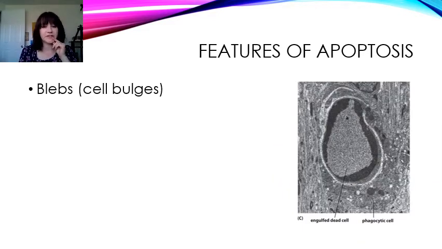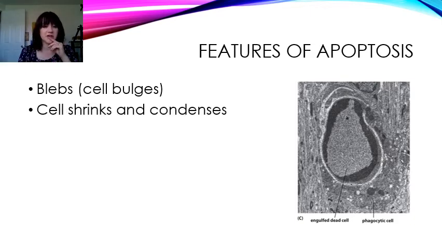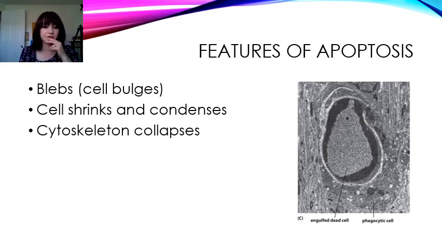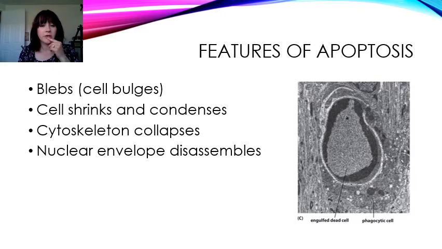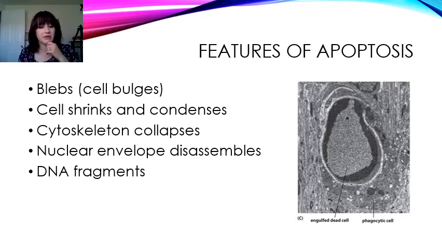So some features of apoptosis. We have blebs, so we saw those in the previous picture. This is kind of bulges of the cell. The cell will shrink in size and condense the materials inside of it. The cytoskeleton breaks down, right? That would contribute to the cell shrinking in size. The nuclear envelope disassembles, and the DNA actually fragments, breaks apart in pieces.